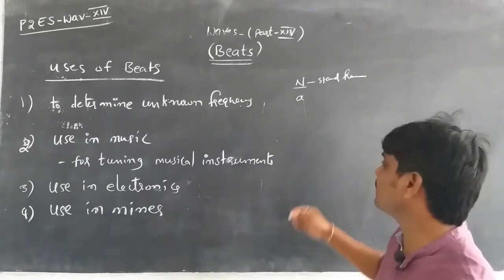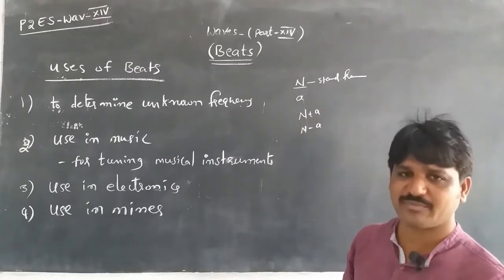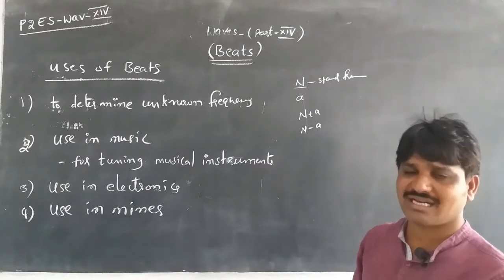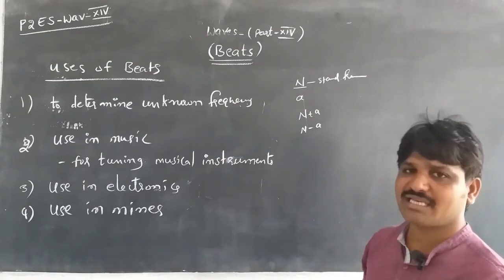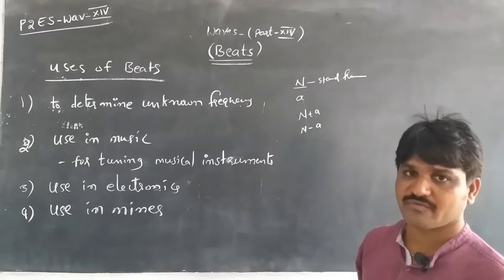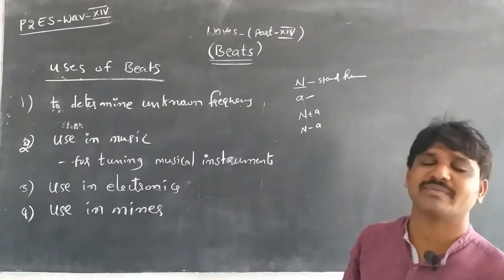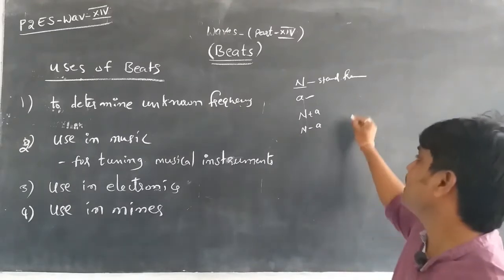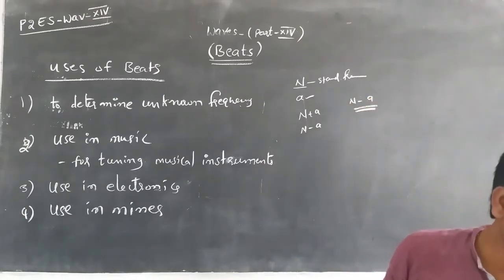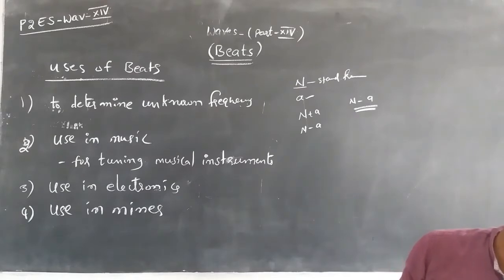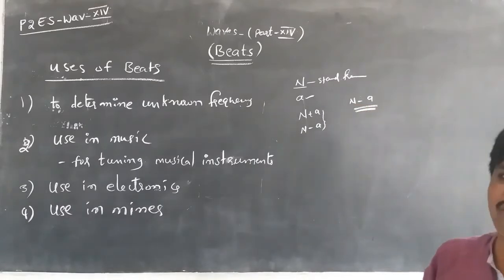the unknown frequency of the tuning fork may be n plus A or n minus A. Whenever they vibrate, one prong is filed, or some particles are added to one prong, so it vibrates differently. If A beats are heard per second, then the unknown frequency must be n plus A or n minus A, definitely, for the unknown frequency of sound.